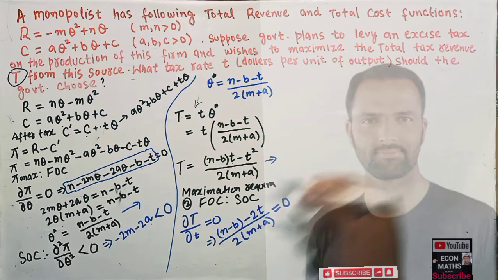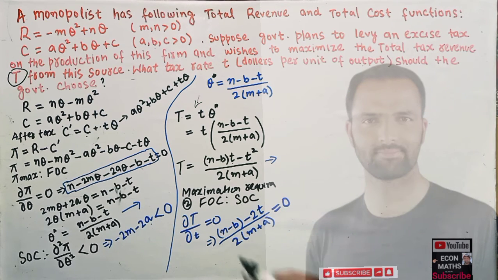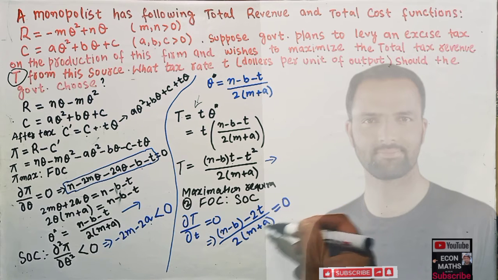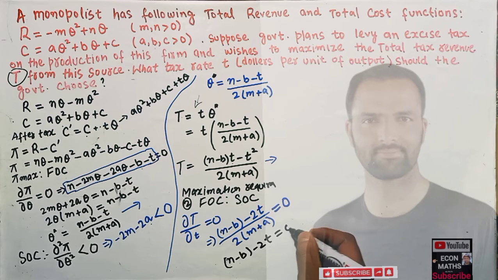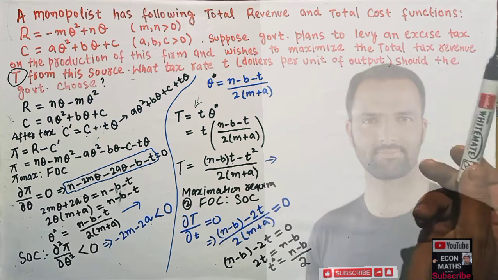Now let's solve this for t. If we transpose this term to the RHS, it will be multiplied by 0, so this term will become 0. So we are left with n minus b minus 2t is equal to 0, or if I transpose this 2t, it becomes positive: 2t is equal to n minus b, which implies t is equal to (n minus b) upon 2. This is the optimal tax rate that will maximize the government's total tax revenue.